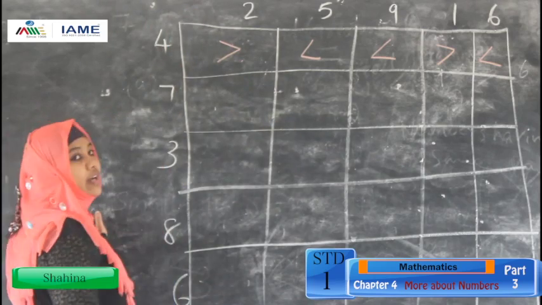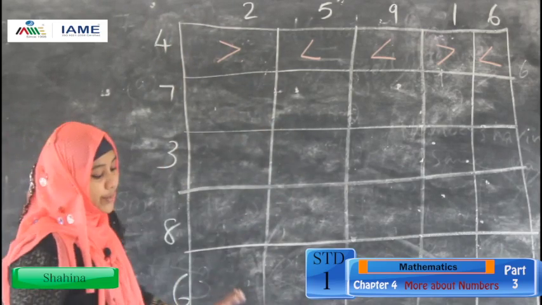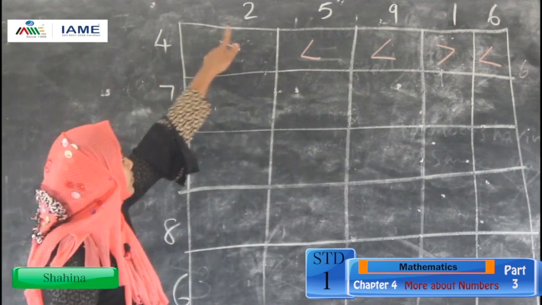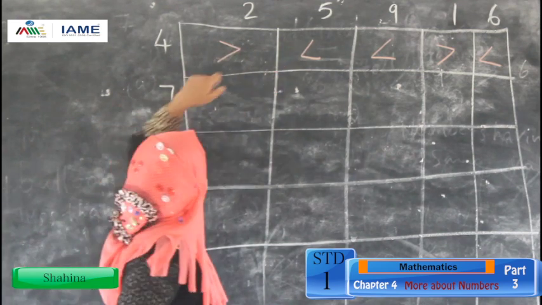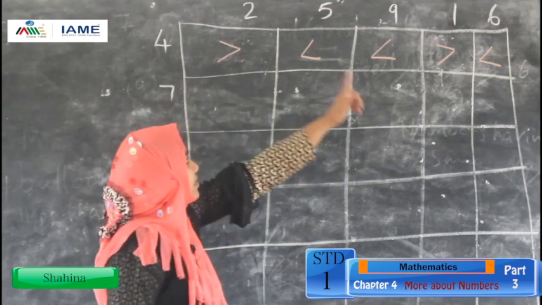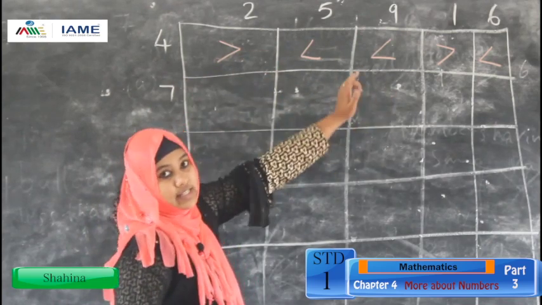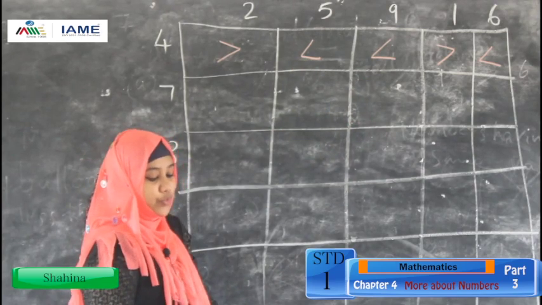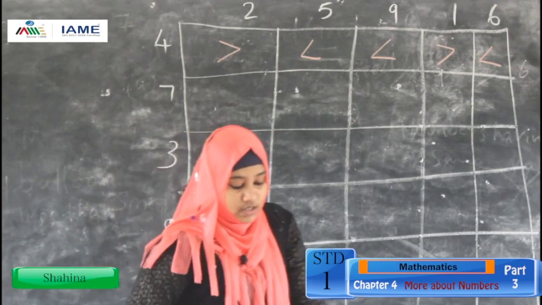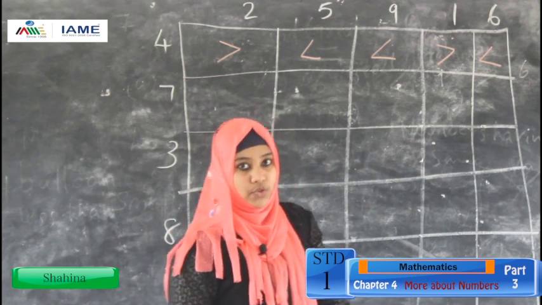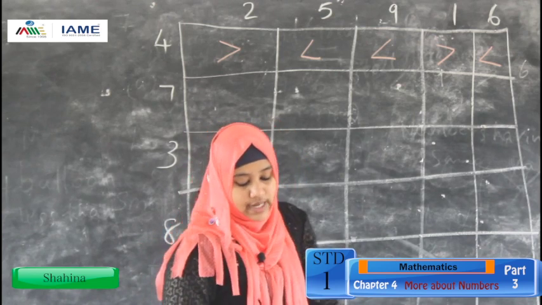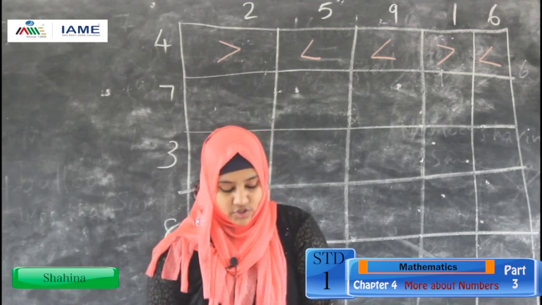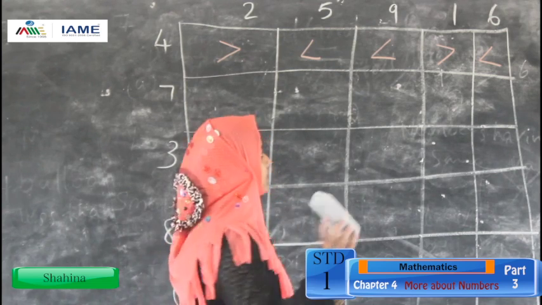Like this you have to do all these numbers. You have to do with 7, 2, 7, 5, 7, 9, 7, 1, 7, 6. Like that you have to give all these numbers in your textbook. That page number is page number 62. You have to complete it and show your maths teacher.